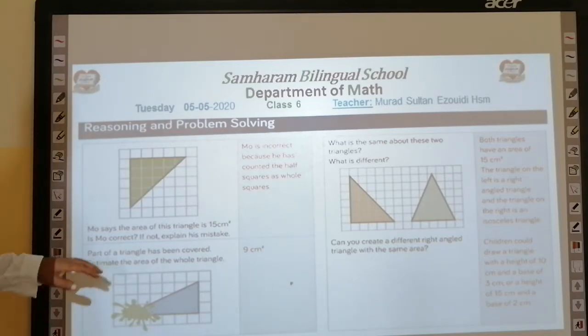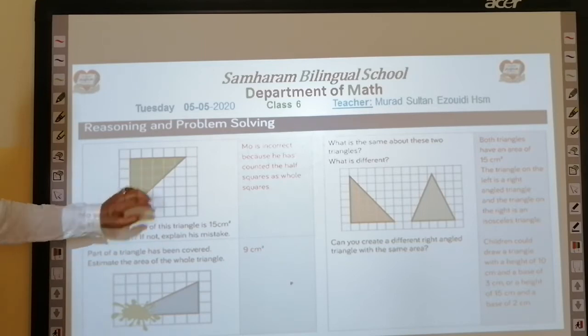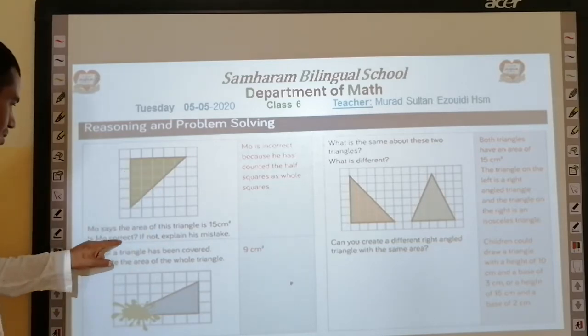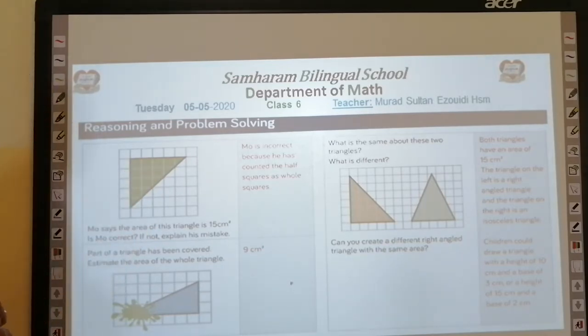Okay, Mo says the area of this triangle is 15 centimeters. Is Mo correct? If not, explain.